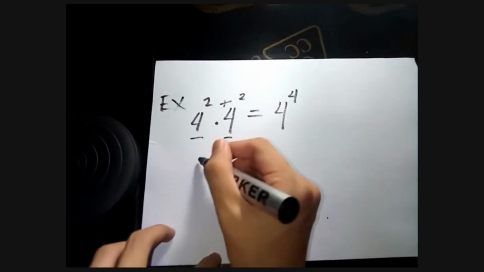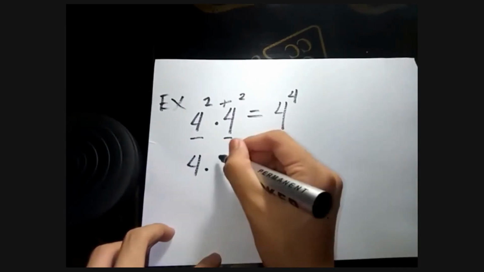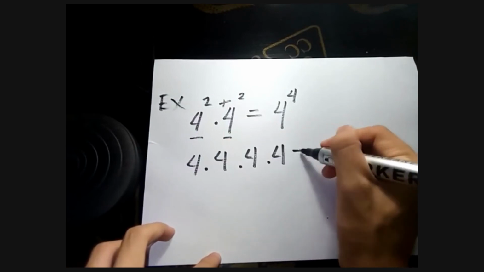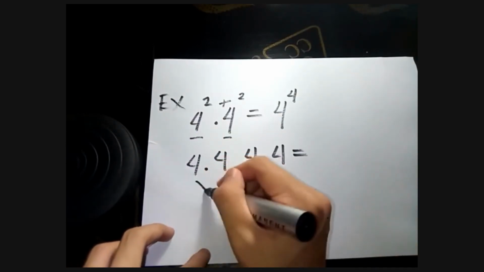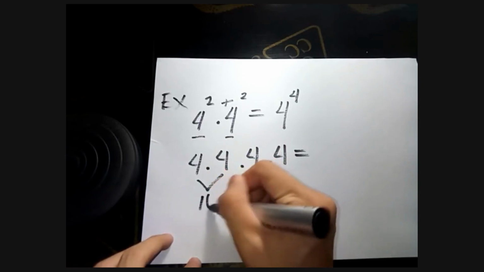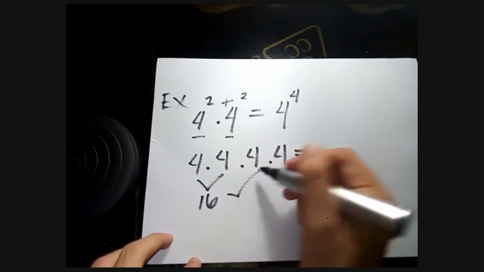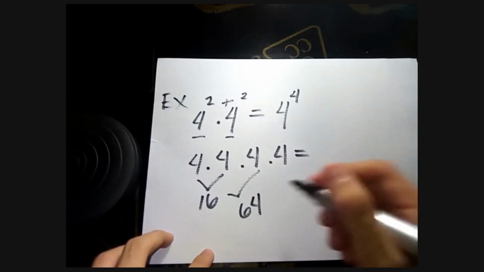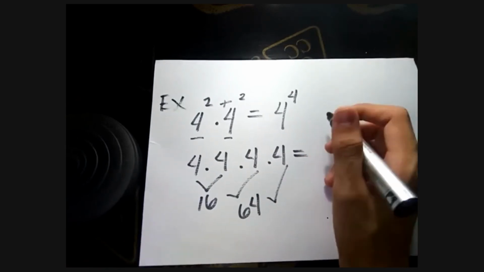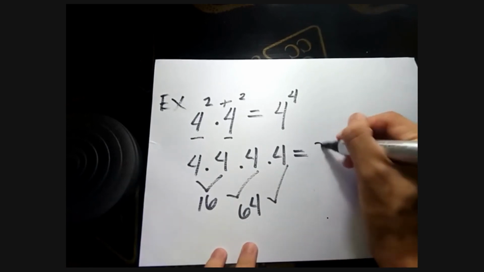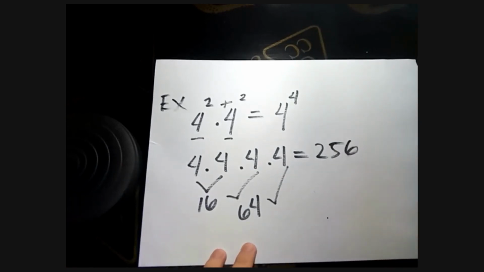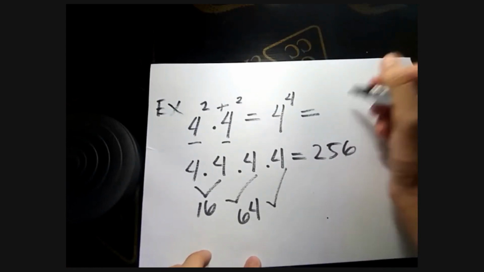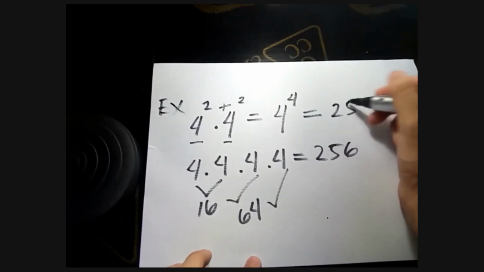Simplify, 4 times 4 times 4 times 4. 4 times 4 is equal to 16. 16 times 4 is equal to 64. 64 times 4 is 256. So our answer is 256.